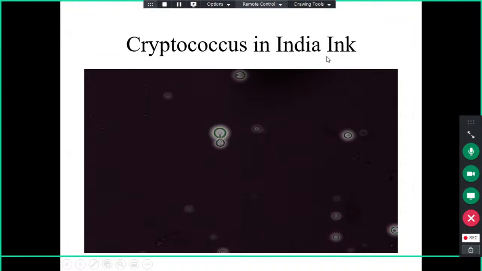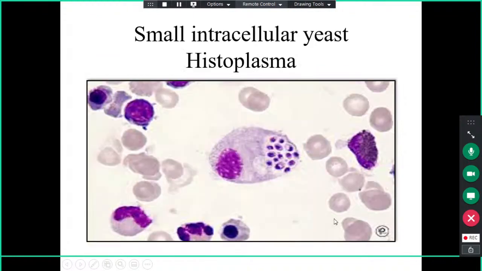Cryptococcus in India ink or nigrosin stain, this is a negative staining. So you can see the budding yeast cells, the background will be black or sometimes purplish in color, and you can see either single or budding yeast cells. And Histoplasma from bone marrow, not from CSF basically. In CSF we don't have any cells. So bone marrow, I just wanted to show you the picture. So intracellular budding yeast cells you can see in monocytes.